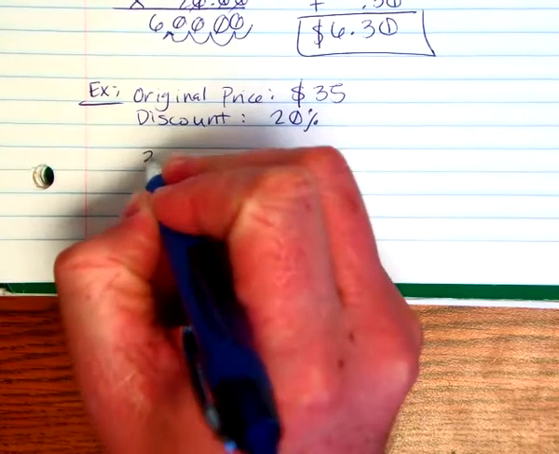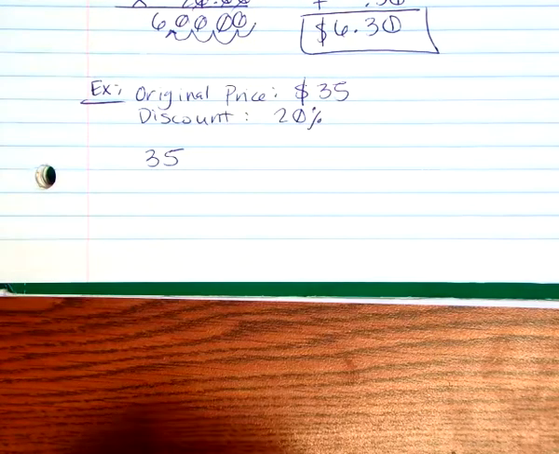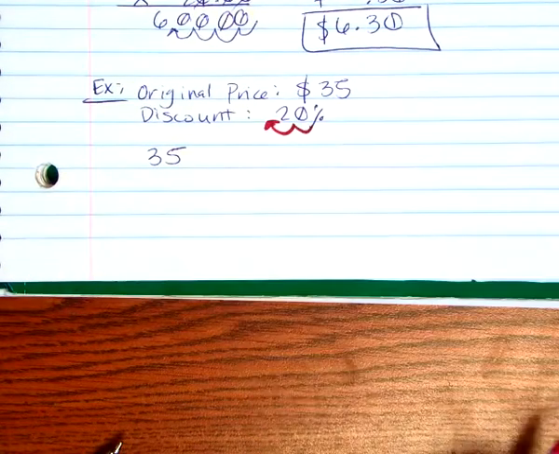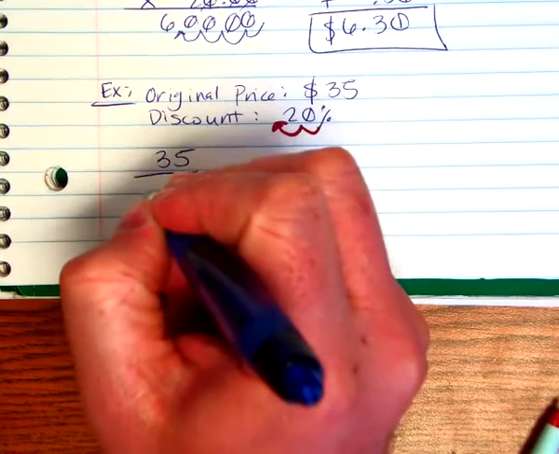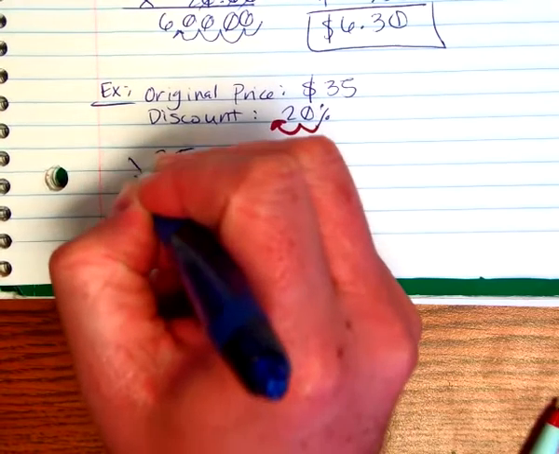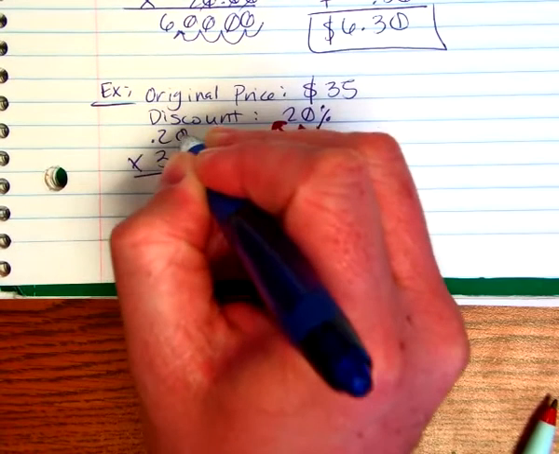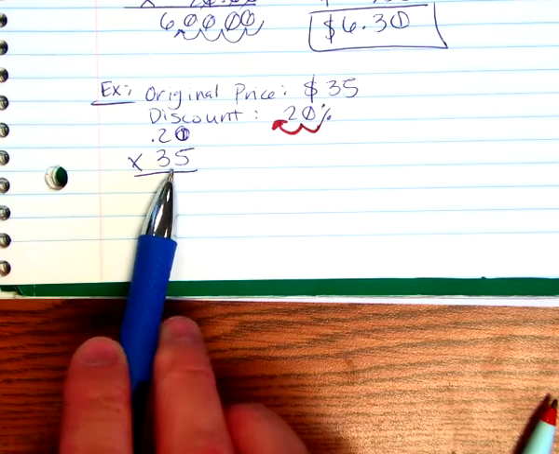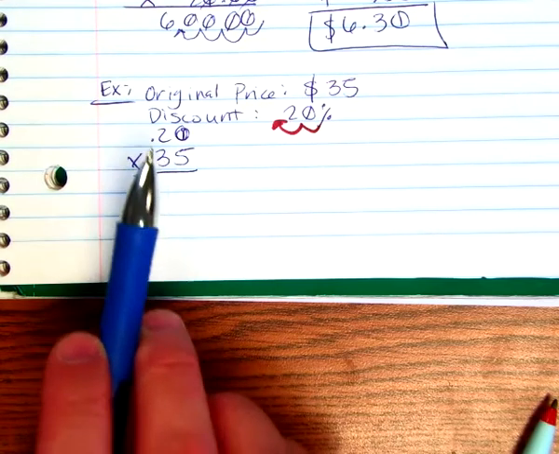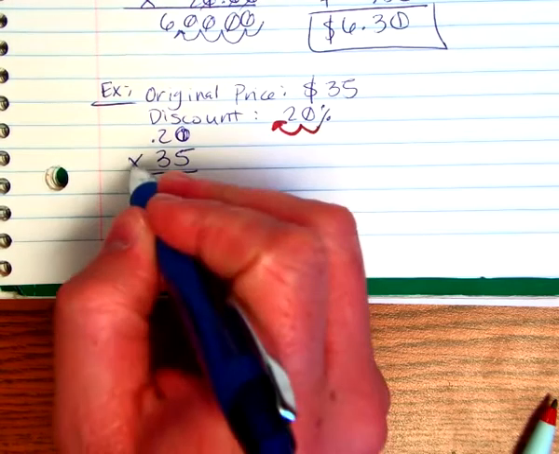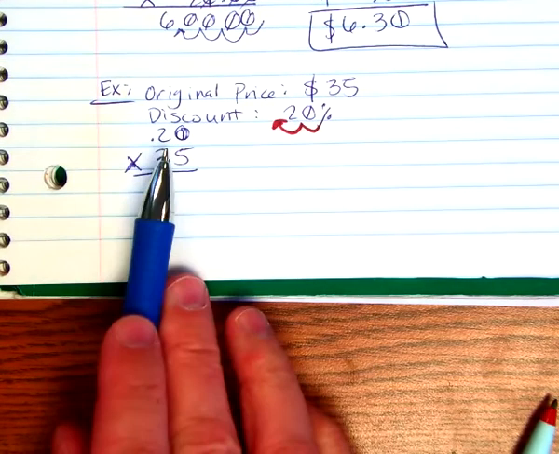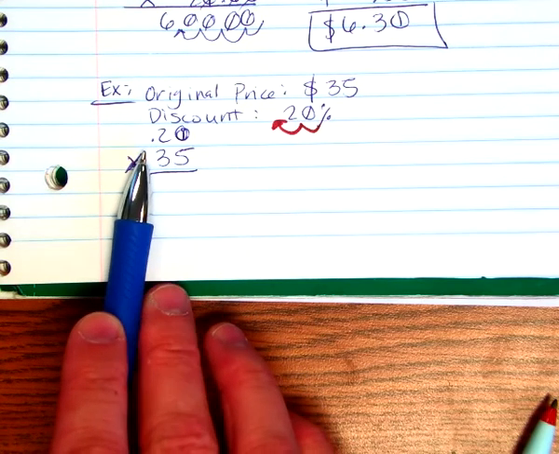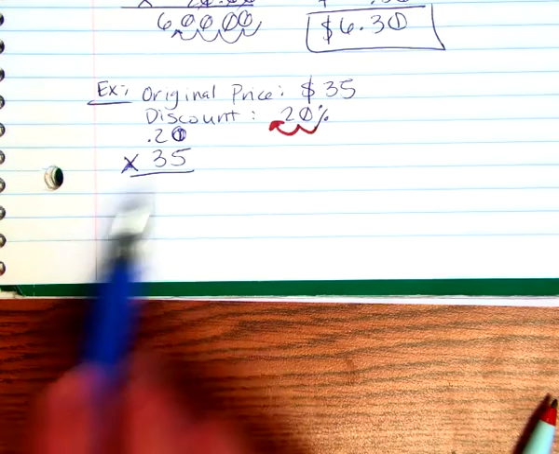So I'm going to take my $35 and I need to find 20%. To do that, I will move the decimal twice and make this times 0.20. It does not matter which number you put on top or bottom when you multiply, and because we are multiplying, you don't have to line up the decimals. You only line up decimals when you add and subtract. So multiplying, we don't need to worry about it.